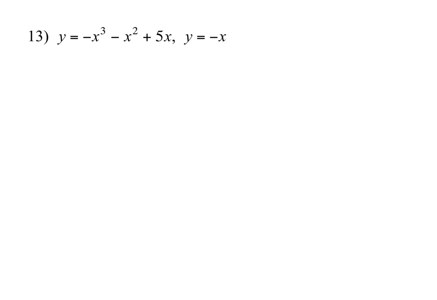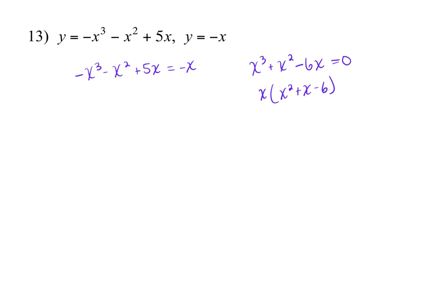For this one, I am again going to set them equal to each other, but when I do, I'm going to see that I have 3 points of intersection instead of just 2. We'll try this again. Negative x cubed. You know what? I may move everything to the other side. I want all positives here. Sorry. I'm going to say x cubed plus x squared minus 6x, better, equals 0. X, and we have x squared plus x minus 6 equals 0. That's going to factor to x plus 3, x minus 2.